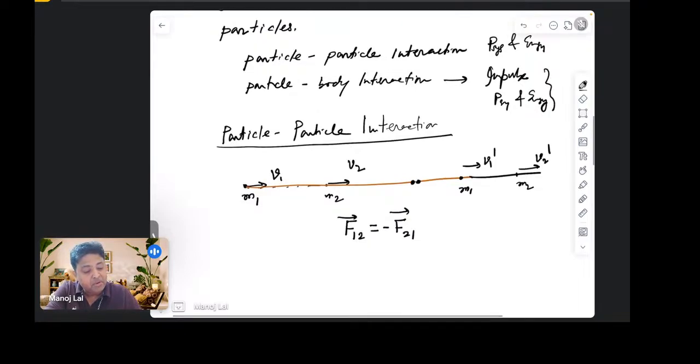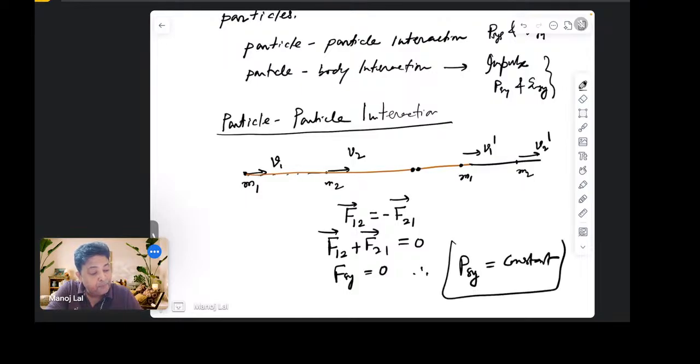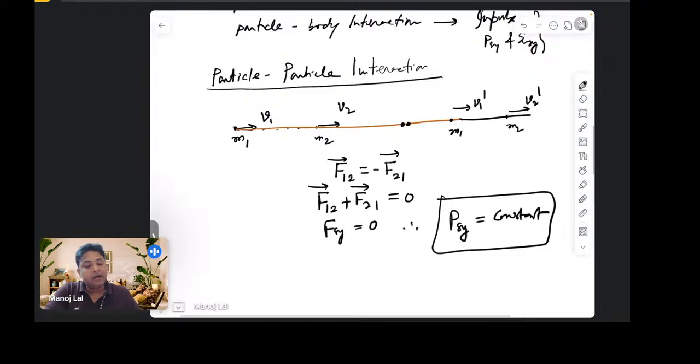If I am considering for system, then F12 plus F21 is equal to 0. And then we can say that force on the system is equal to 0. So therefore, we can say the momentum of the system will be conserved. So now let's apply the conservation of momentum there.